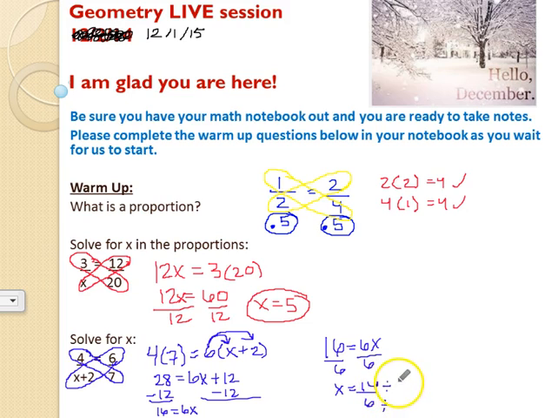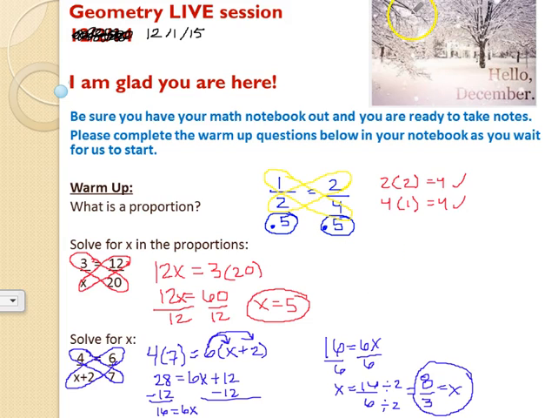And then to reduce that fraction, we can simplify it. We can divide the numerator and denominator by 2 to reduce this to 8/3, which is also about 2.6. But I'm going to leave it as a fraction because a fraction is the most exact answer. Instead of having a decimal where we have to round, the fraction is going to give us the most definite answer. Alrighty, so that's our review on proportions.